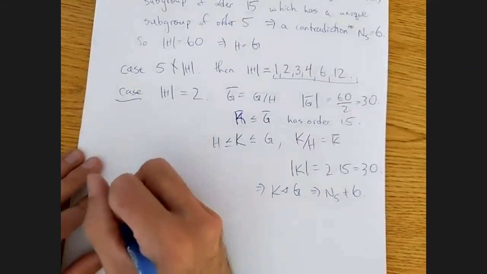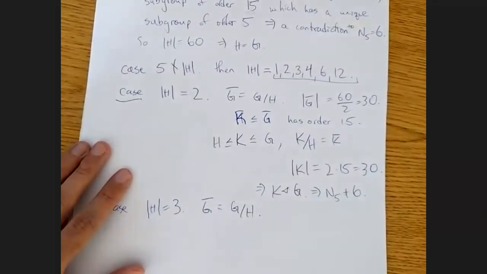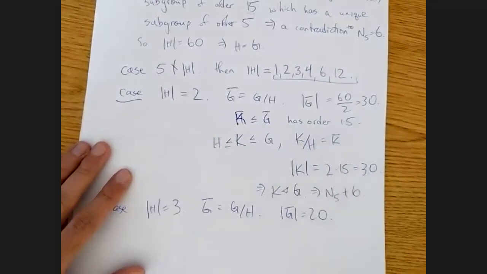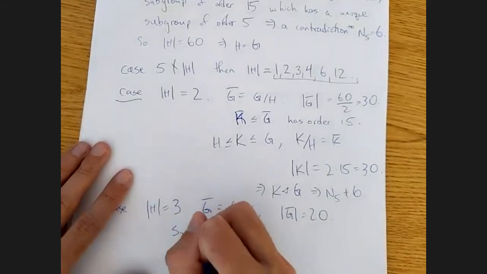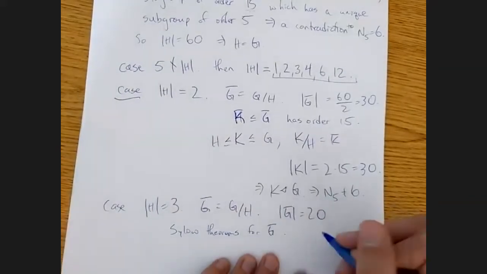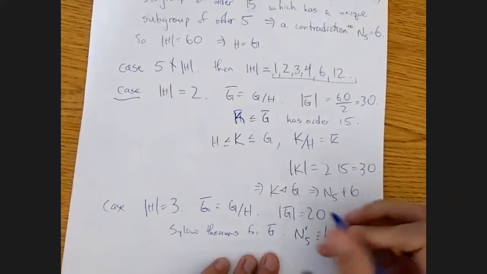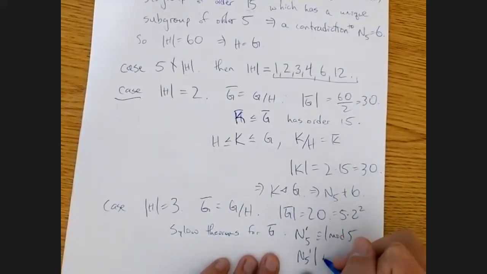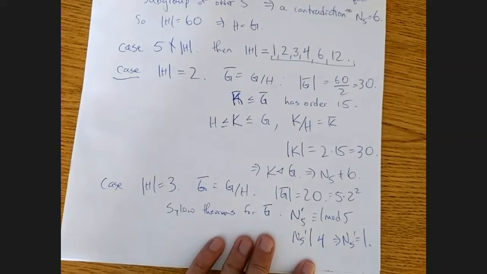Okay. What about if the order of H is 3? Then we still let G bar equal G mod H. Then G bar has order 20. Let's think about the Sylow 5 subgroups of G bar, using the Sylow theorems for G bar. What do they say? I'll use n prime instead of n. It says that n5 prime is congruent to 1 mod 5, and n5 prime divides 4. The only divisor of 4 which is congruent to 1 mod 5 is 1. So n5 prime equals 1, and now G bar has a normal Sylow 5 subgroup.